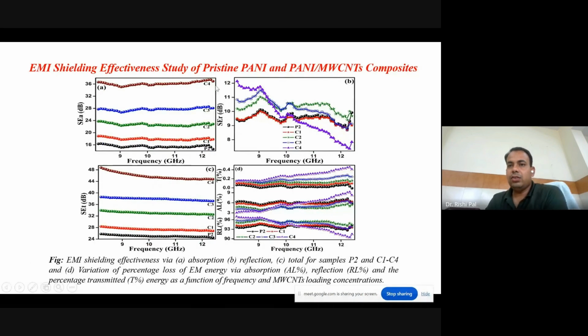So similarly, we also worked on MWCNT nanocomposites for polyaniline. Here is a similar kind of study. Here we can see 2, 4, 6, 8% doping concentration of carbon nanotube and graphene. Both are similar kinds of materials. Both are highly conducting materials.